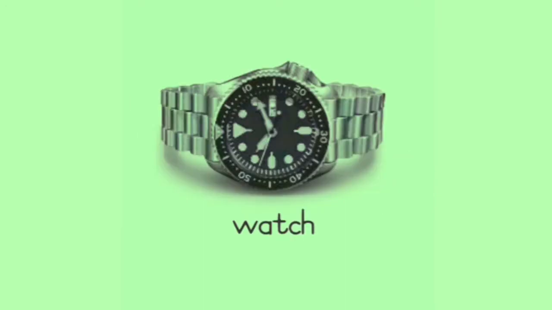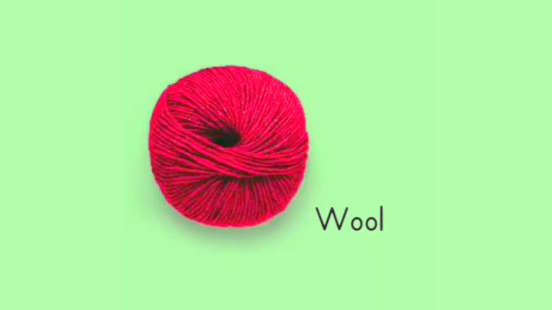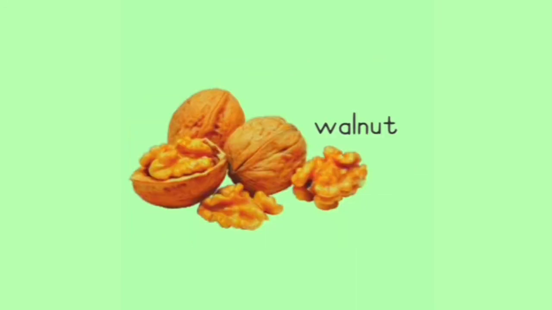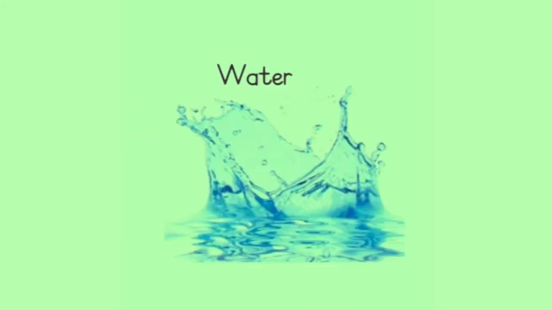V for vase. Capital W, small w. W says W. W for watch. W for window. W for wool. W for wood. W for walnut. W for wall. W for water.